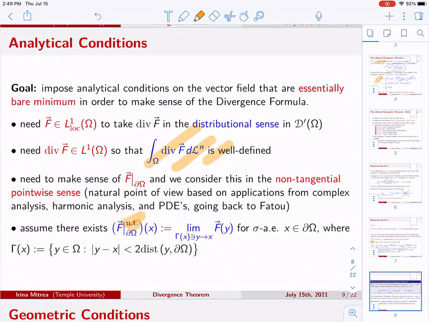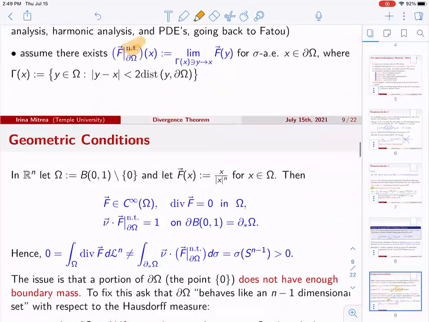If the domain omega were an upper half space and the point X would be a point on the boundary, gamma of X would simply be a straight upright cone with vertex at X, and aperture determined explicitly in terms of this coefficient 2 here.